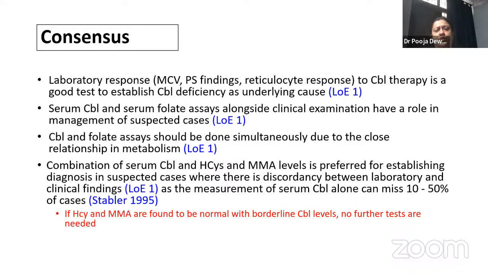So based on the laboratory tests, we would recommend that laboratory response to cobalamin therapy is a good test to establish cobalamin deficiency as underlying cause. Serum cobalamin and serum folate assays alongside clinical examination have a role in management of suspected cases. Cobalamin and folate assay should be done simultaneously because you have seen that they have a close relationship in the metabolic processes. Again, the test should be done in fasting state. And in case you are finding a discrepancy in your laboratory tests and your clinical picture, in those cases, homocysteine and MMA should be used to establish a diagnosis, because serum cobalamin alone can sometimes miss the diagnosis. However, if you find that homocysteine and MMA are normal and you have cobalamin levels which are normal or borderline, then no further testing is needed.